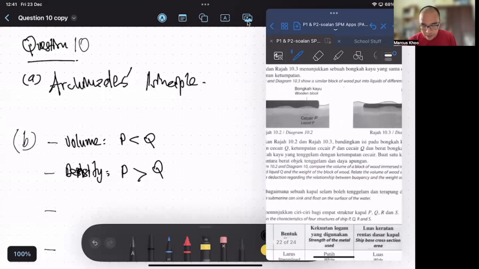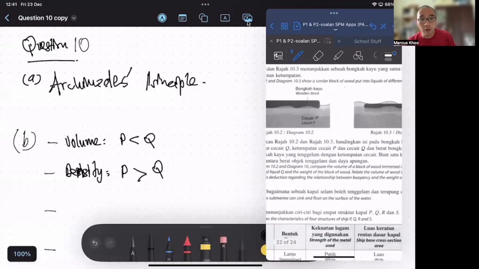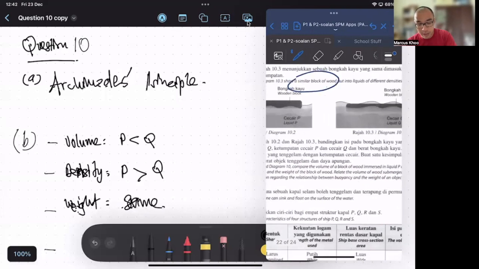Okay, third one is the weight of the block of wood. The weight of the block of wood will be the same, because it is a similar block of wood. Identical wood. So since the wood is identical, the weight must be the same.